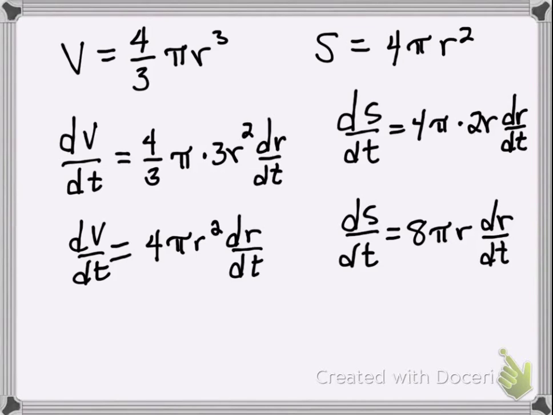Now, if we're talking about the same balloon, we know that dr/dt for the spherical balloon is going to be the same dr/dt for the rate at which the surface area changes as well. So that's how the rates are related, which is why we call this related rates.